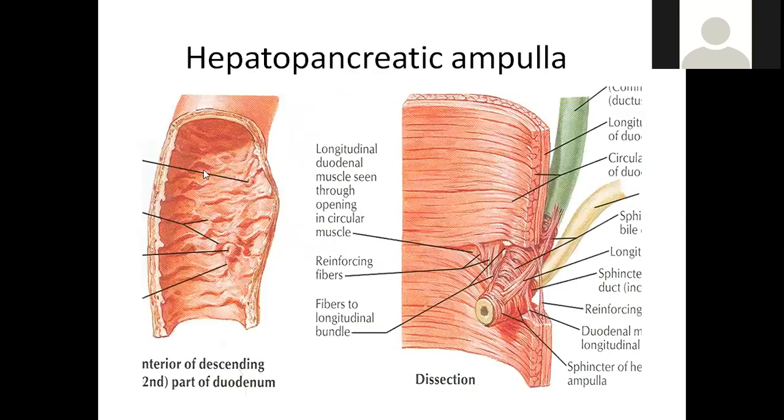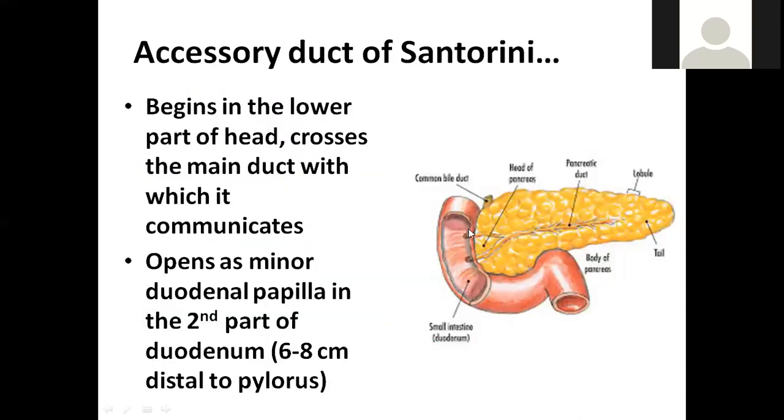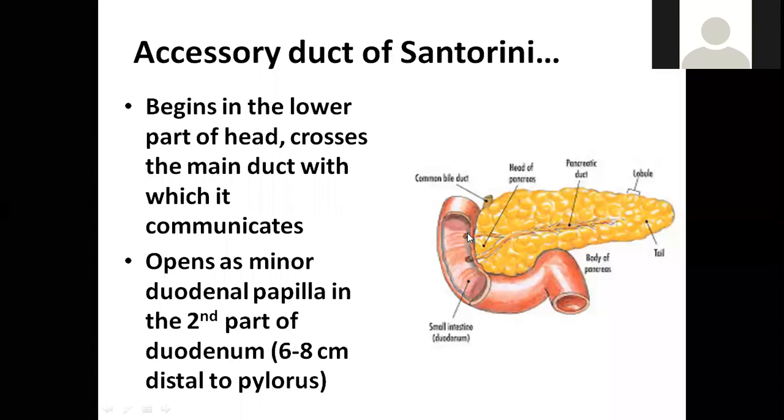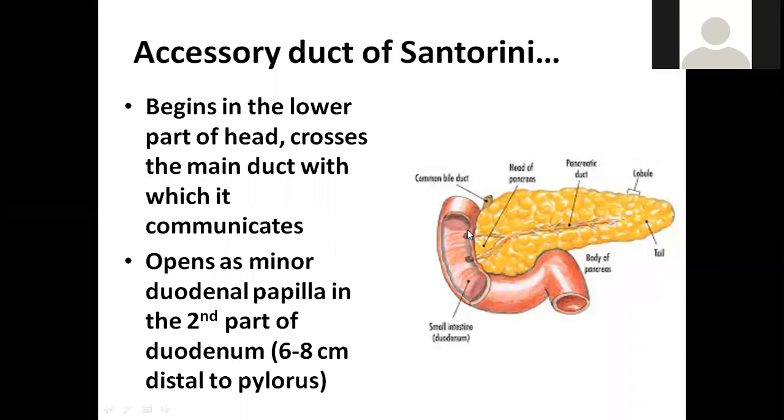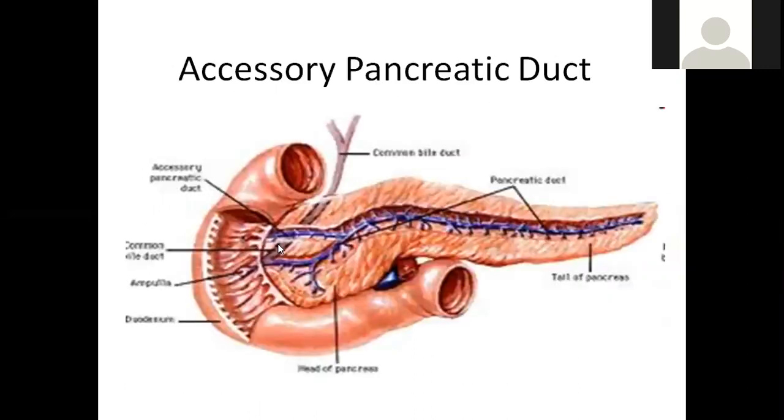This is our duodenum, second part. Bile duct, pancreatic duct, these are the sphincters. This is the major duodenal papilla. Above, you have the minor duodenal papilla also, for the accessory pancreatic duct. The accessory duct opens at the minor duodenal papilla. It's also called the duct of Santorini.